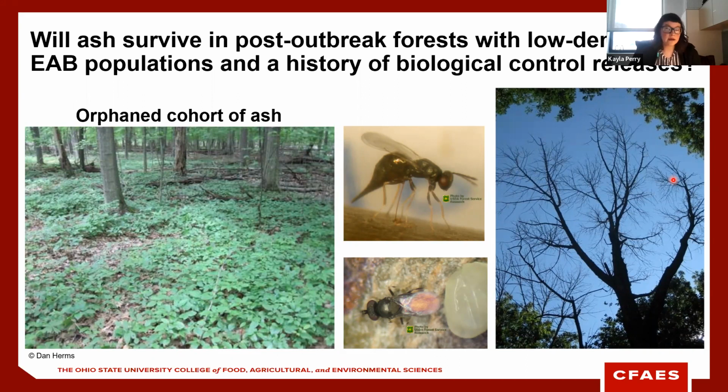Are they dying? Are they abundant? What's the status of the orphan cohort? And then also, are parasitoids keeping EAB populations under some threshold that allows this orphan cohort to survive into the future? So I think that's an area that needs further research, and I'm hoping to tackle some of these questions with my new research program.